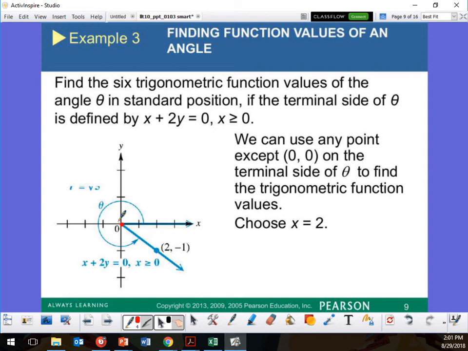So if I plugged in 1 for x, it would still work. Wait, hold on, let me see. 1 plus 2y equals 0.